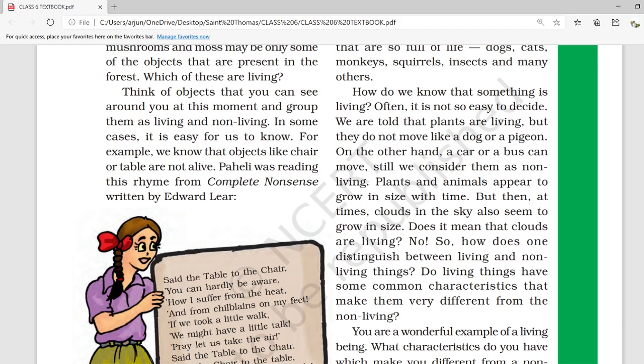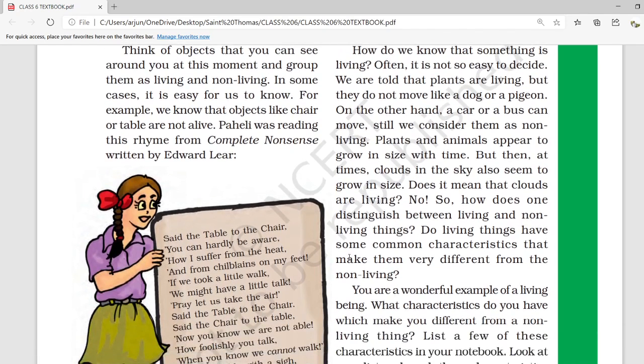Plants and animals appear to grow in size with time. But then at times, clouds in the sky also seem to grow in size. Okay, if we want to differentiate according to size, then also it is wrong, because human beings, plants, animals with time grow in size. Similarly, clouds also grow, or cloud size also increases with time. But cloud is a non-living thing. So we cannot differentiate on the basis of growth also.